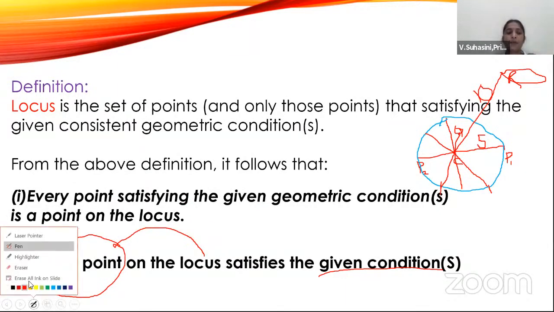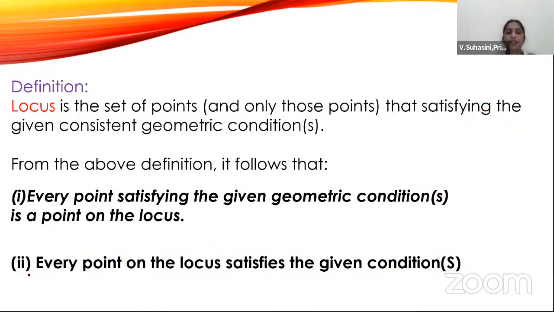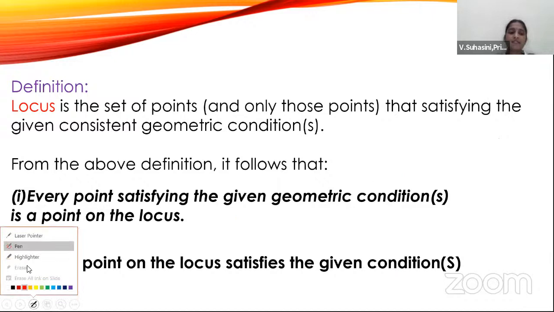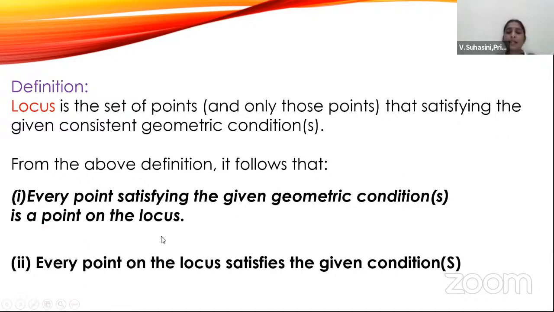If you have any point on the locus, then it must satisfy the geometric condition. If the geometric condition is satisfied by the point, then it must be on the locus. These are the very, very 2 important points, children.